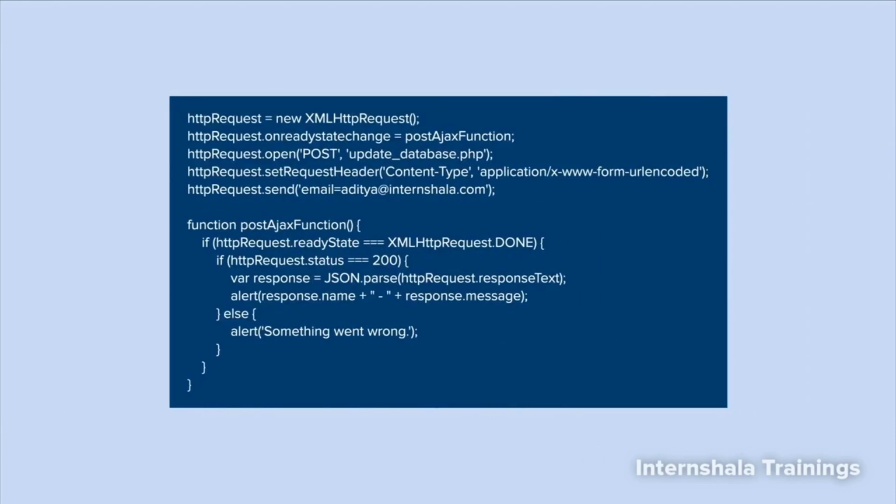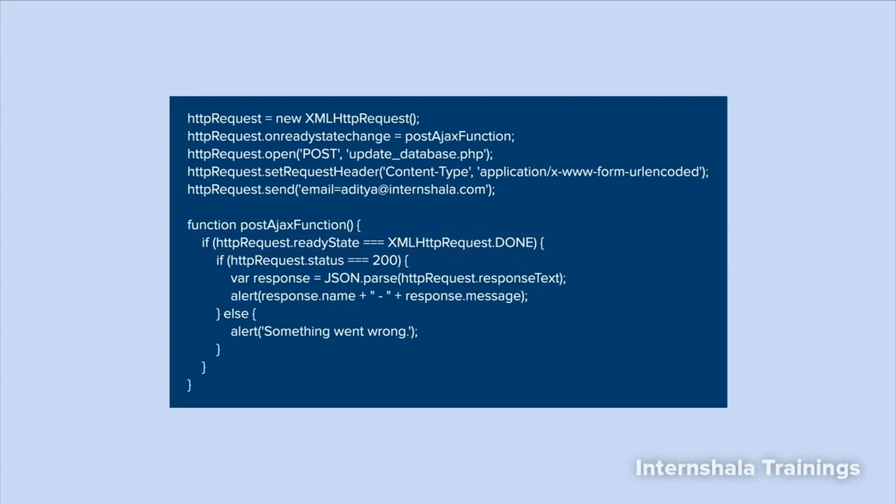But instead, since it was an AJAX request, when the response comes back, postAJAX function gets called. This is because while initiating the AJAX request, we have specified HTTP request dot onreadystatechange equal to postAJAX function. In fact, every time the state of the AJAX request changes, postAJAX function gets called automatically by the browser. In the function, we check if the AJAX request is completed or not, as we want to proceed only if it is completed.